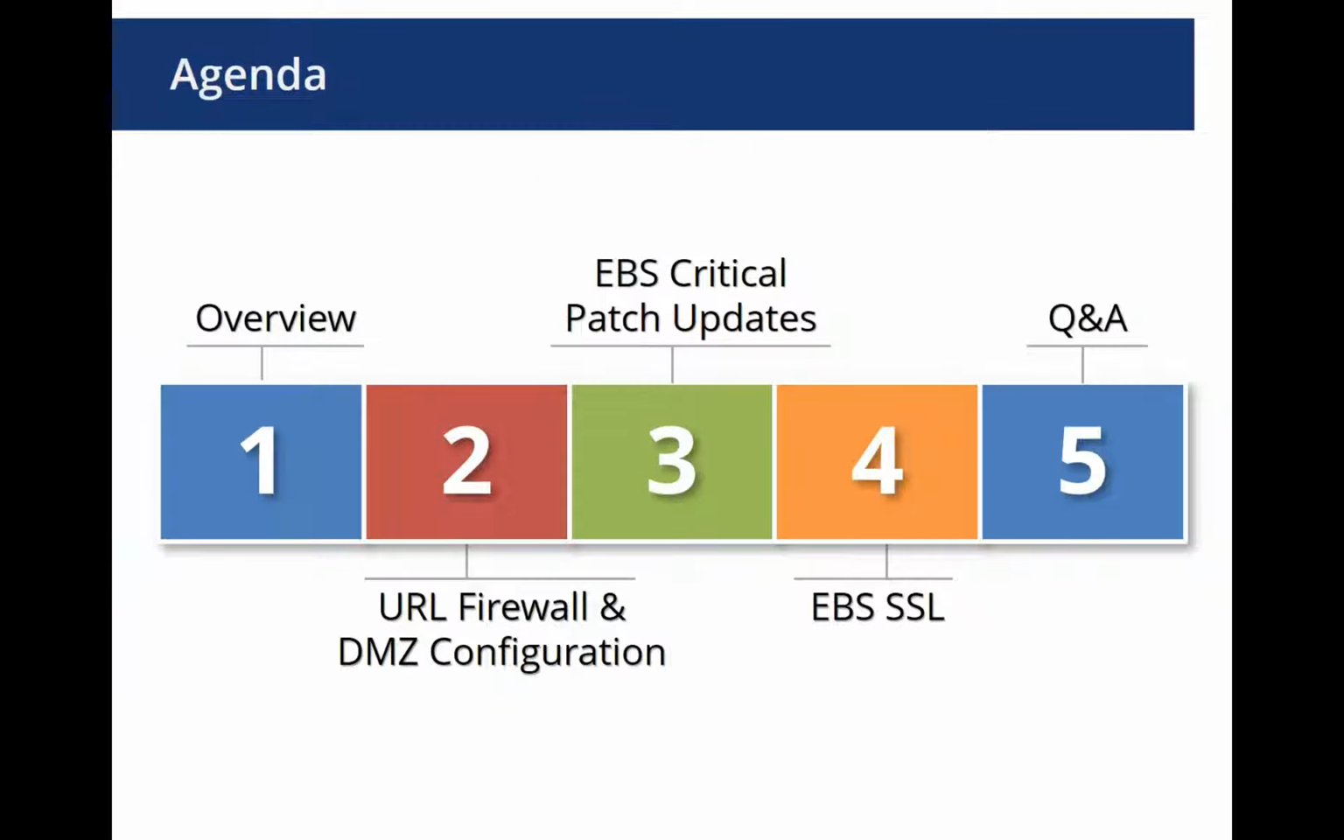So enough about Integrigy. Let's start talking about Oracle E-Business Suite when you're deploying it to the internet. We'll start off with a brief overview of the internet architecture for E-Business Suite. Then specifically start talking about some of the DMZ configuration and some of the issues there, about critical patch updates within the E-Business Suite, and then finally network encryption.